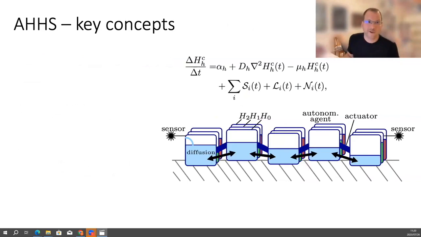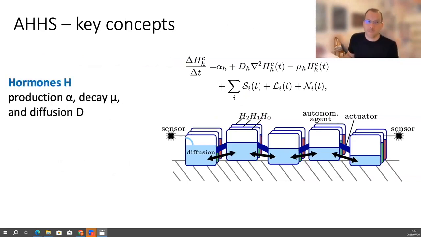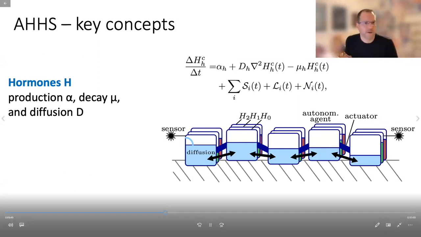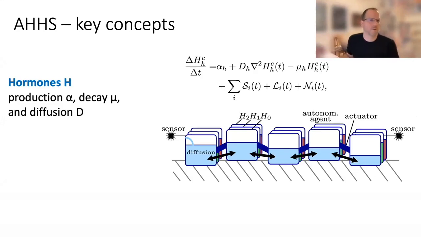Here are two key concepts of AHHS. Number one, hormones. We have a production rate, a decay rate, and a diffusion rate. All hormones have a base production rate, so just some virtual hormone is added at any time. They also have a base decay rate, which means hormones also get removed over time. And we have a diffusion rate, which implements this special form of communication between neighboring modules.